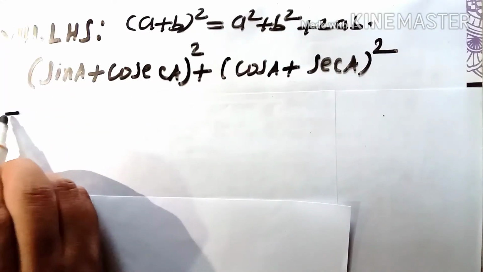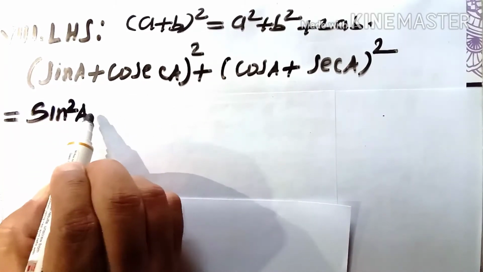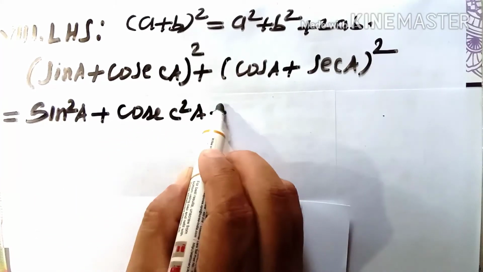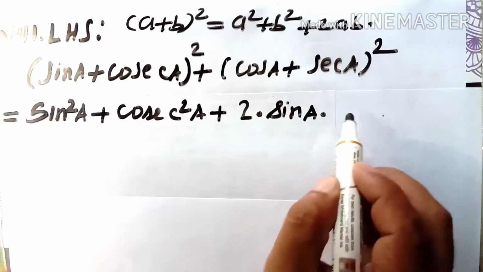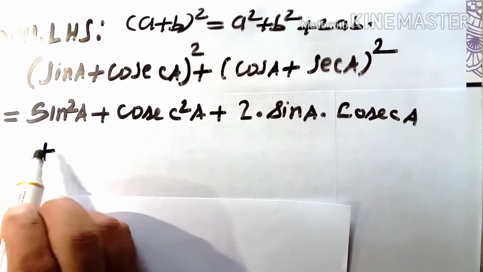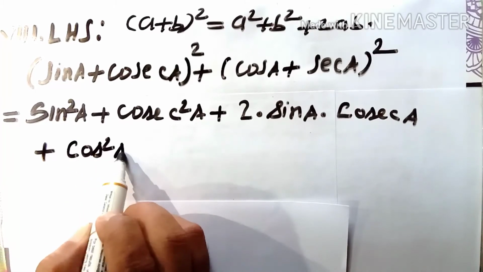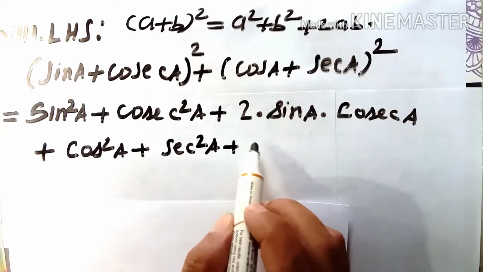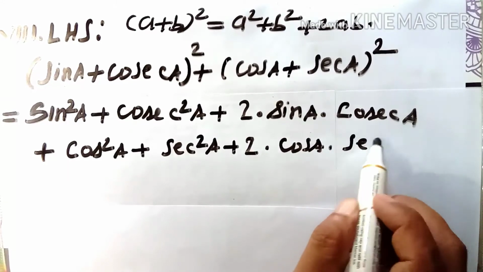So now take the help of identities. So a plus b the whole square equals a square, which means sin square A, plus b square, which is cosec square A, plus after that 2 into a, which means sin A, into b, which is cosec A. After that the main sign we have here plus, again a plus b the whole square. So that is also equal to a square plus b square, which is sec square A plus 2 into a into b, so 2 into cos A into sec A.